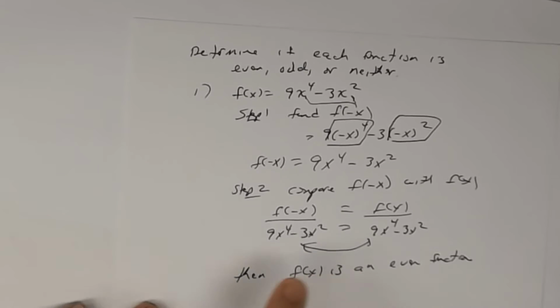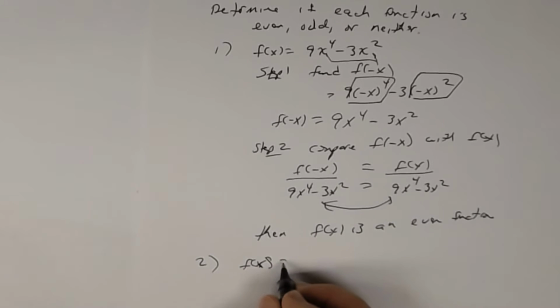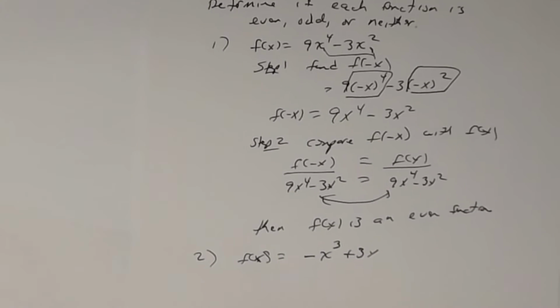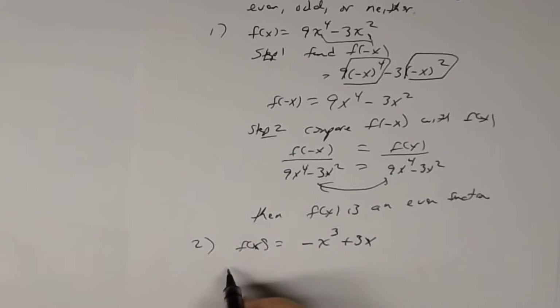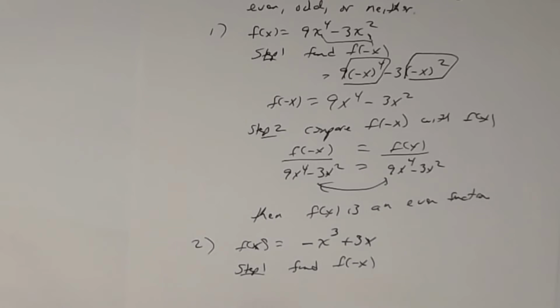Okay? Now, let's look at number two. So number two, let's suppose we had f of x equals negative x cubed plus 3x. Negative x cubed plus 3x. So again, you want to determine if it's even, odd, or neither. Step one, you always have to find f of negative x. Whenever you determine if a function is even, odd, or neither, you have to find f of negative x first.